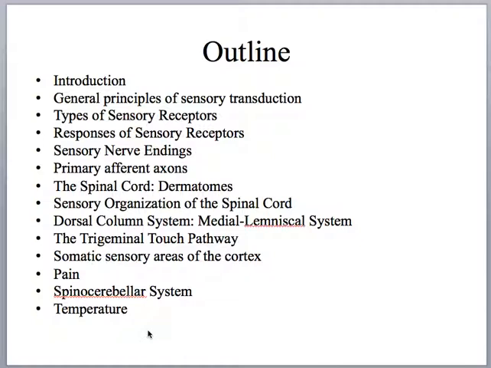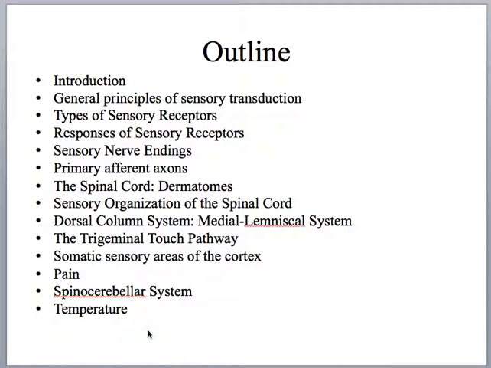There will be an introduction, then we'll talk about sensory transduction, different types of somatosensory receptors, responses of these receptors, and sensory nerve endings, which is the simplest form of nerve endings. They're like dendrites. We'll talk about the primary afferent axons that are going to synapse either within the spinal cord or into the brainstem. We talked about dermatomes already, so we won't talk about that.